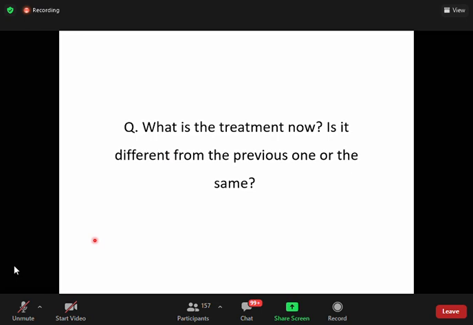What is the treatment now? Is it different from the previous one or the same? Same, but there is one small difference. You can add another drug. Oh, yes, chloroquine. Chloroquine has found its role in treating hepatic amoebiasis. Chloroquine in low doses has been found very, very effective.